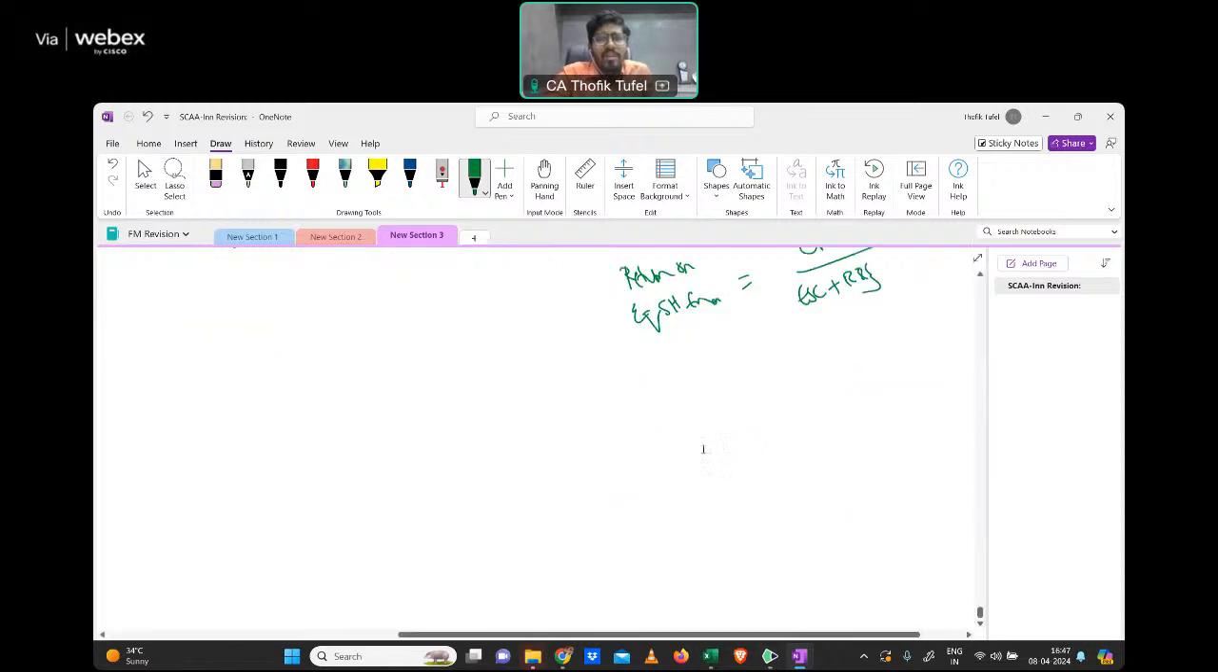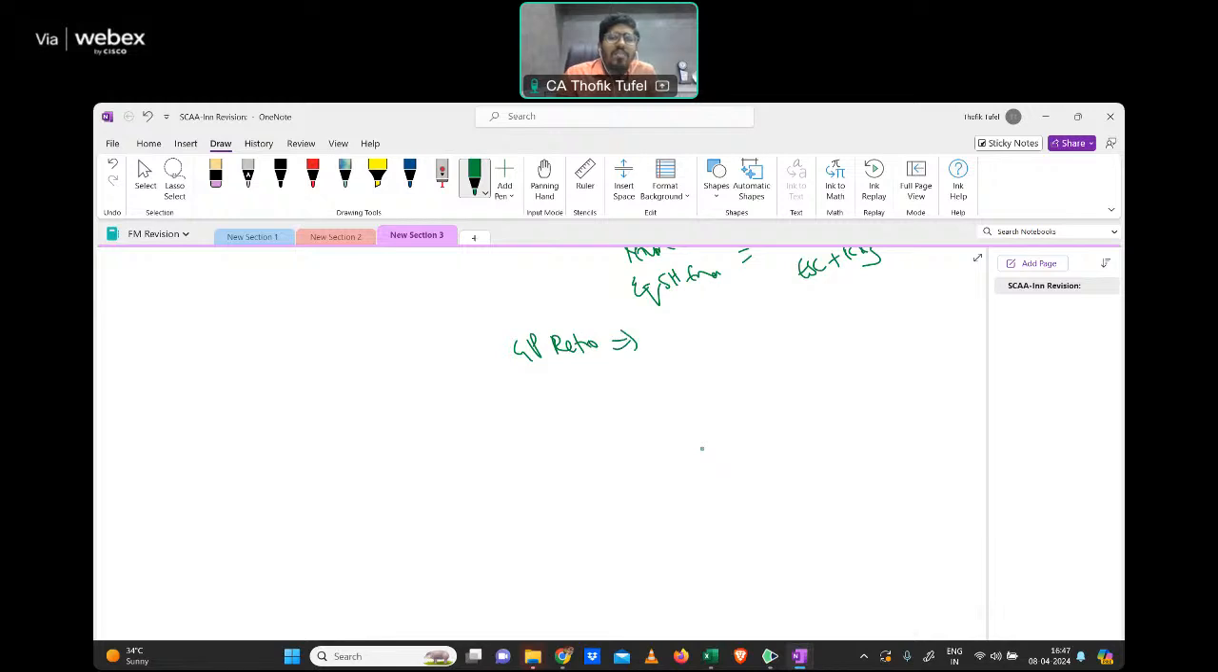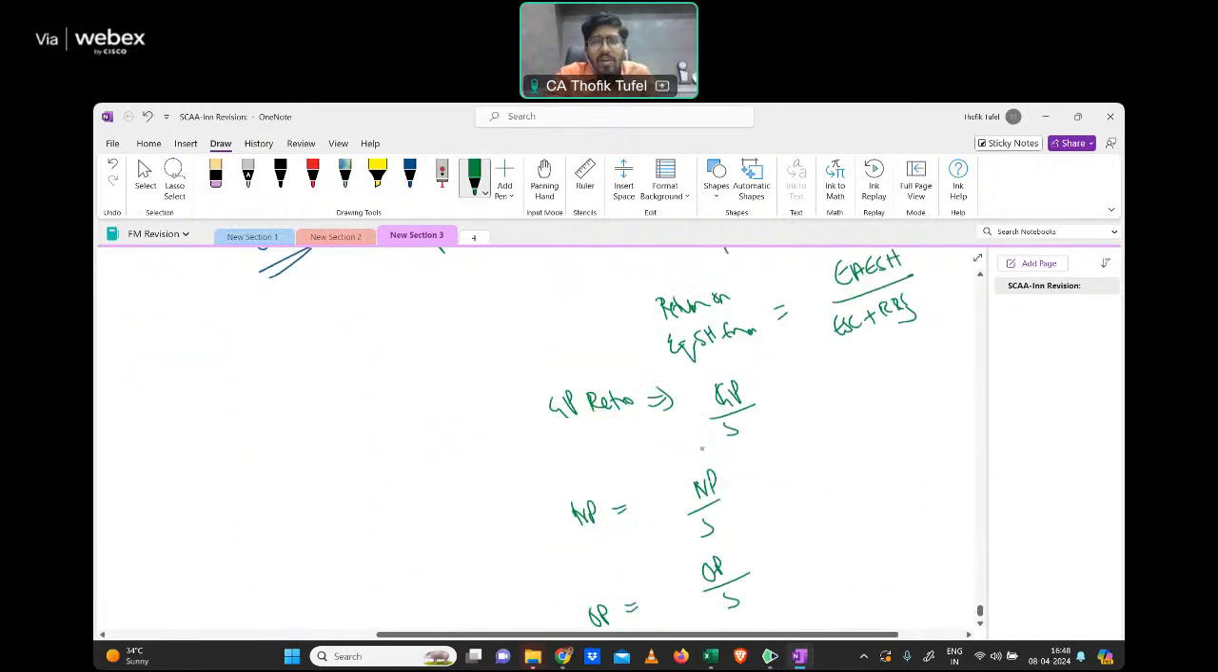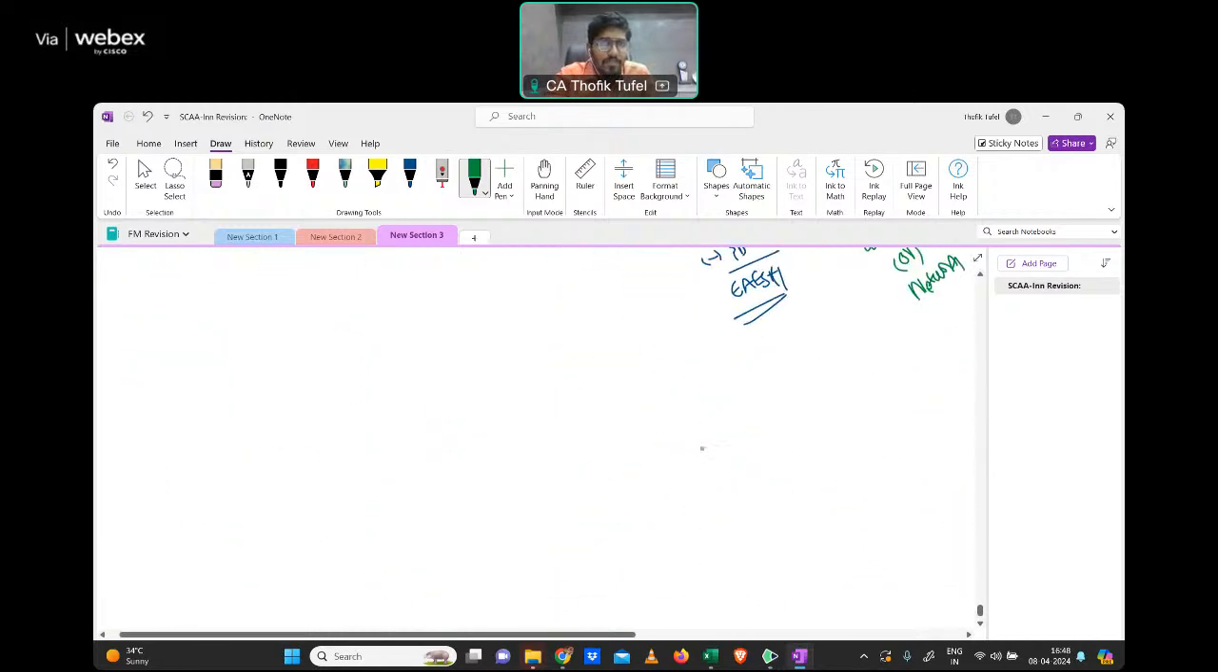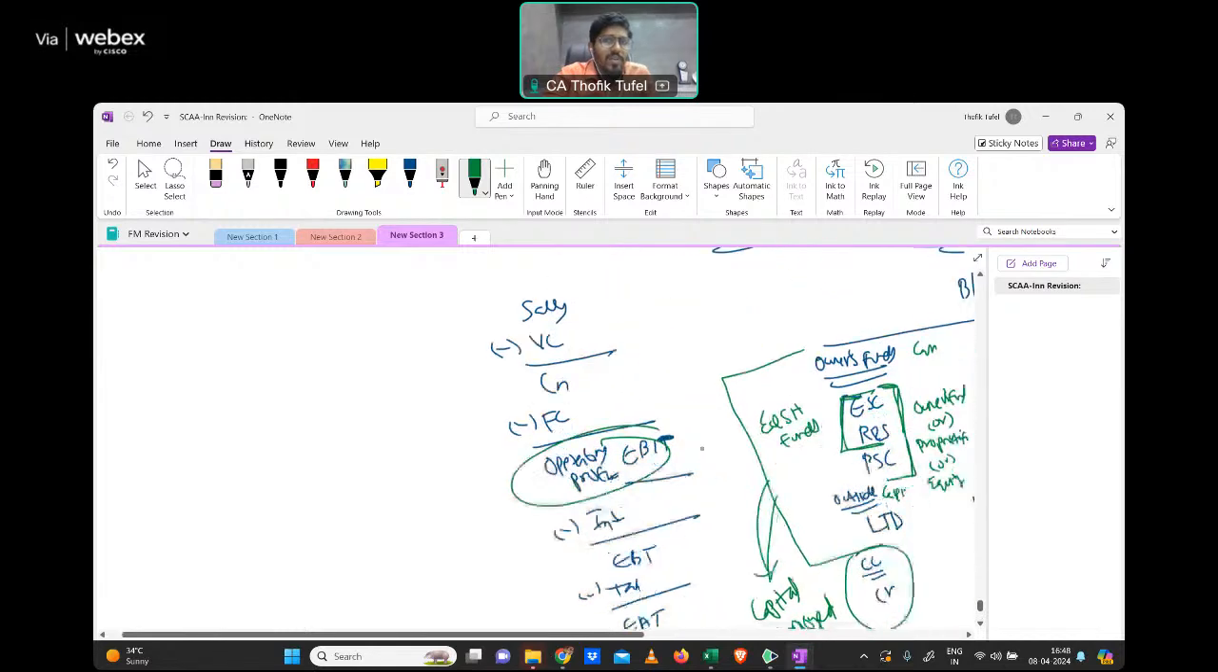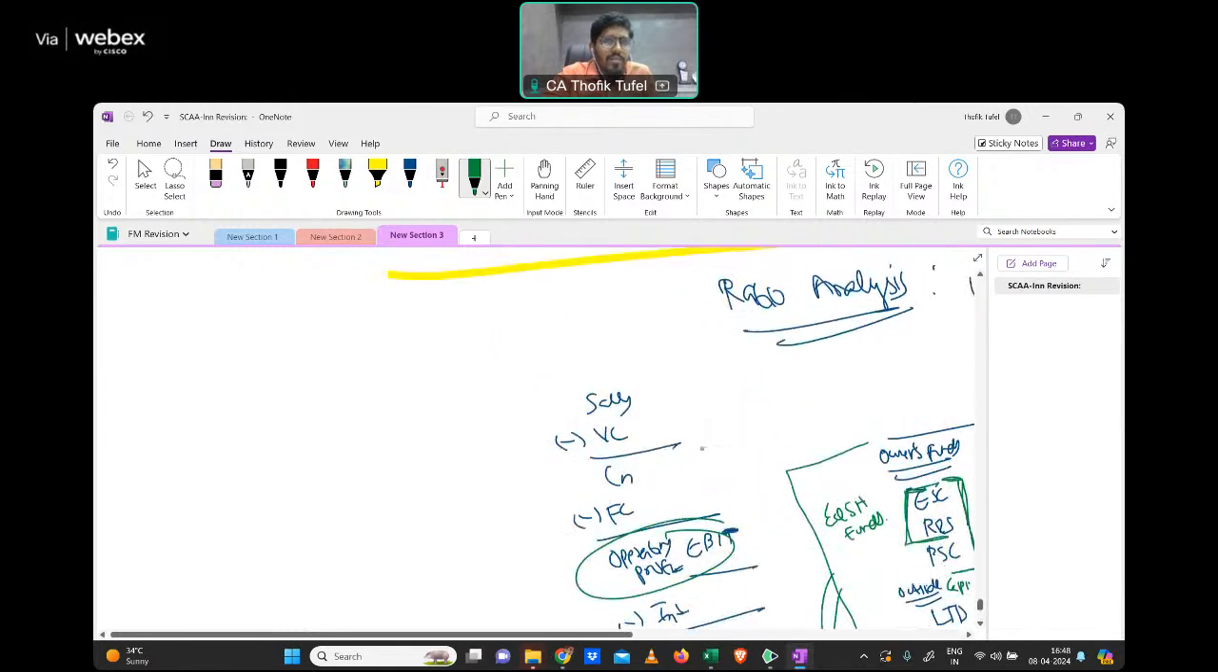In the profitability ratios, the gross profit ratio is nothing but gross profit divided by sales. Net profit ratio is nothing but net profit divided by sales. Operating profit ratio is nothing but operating profit divided by sales. Operating profit is EBIT, right? Operating profit divided by sales. Okay, sir, so I am getting clarity on profitability ratios, sir.